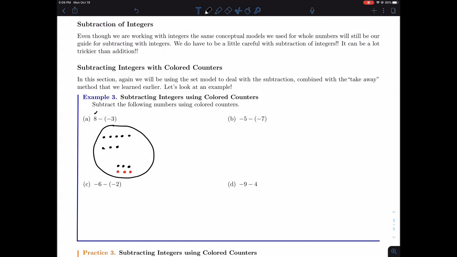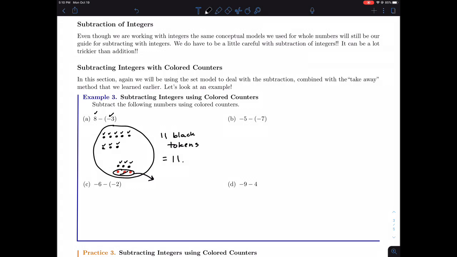Now that I've got those 3 reds in there, I can really do the takeaway method and say, okay, let's remove these 3 reds from the circle. I can circle these and pull them to the outside, and now they're gone. What's left on the inside is 1, 2, 3, 4, 5, 6, 7, 8, 9, 10, 11. So I've got 11 black tokens left, which means my answer to 8 minus -3 is positive 11.